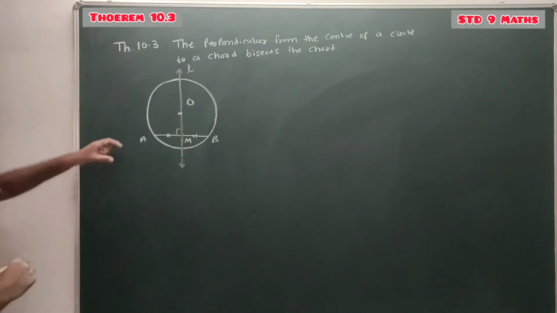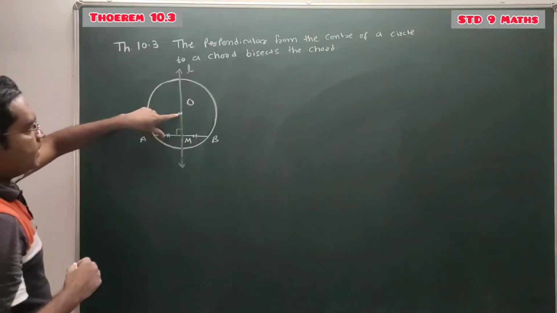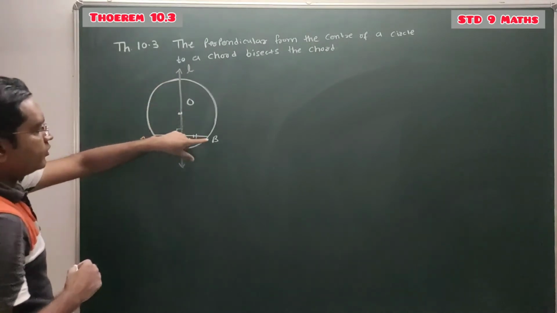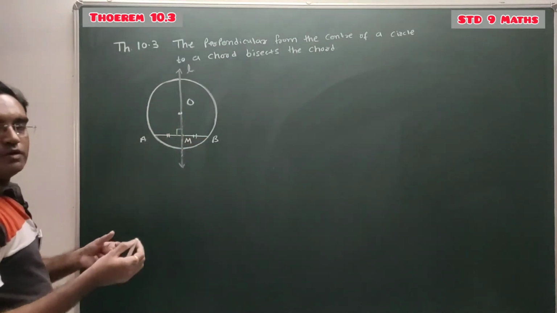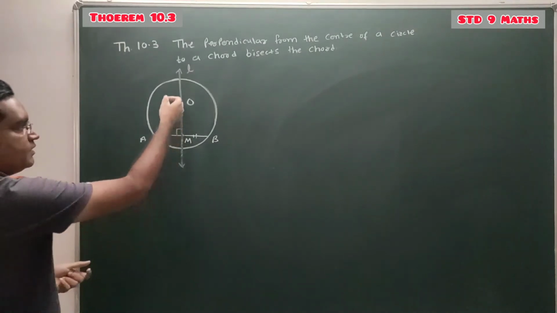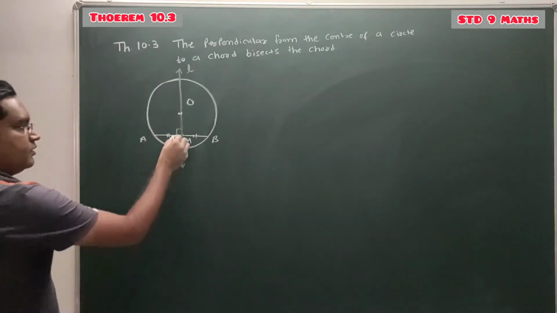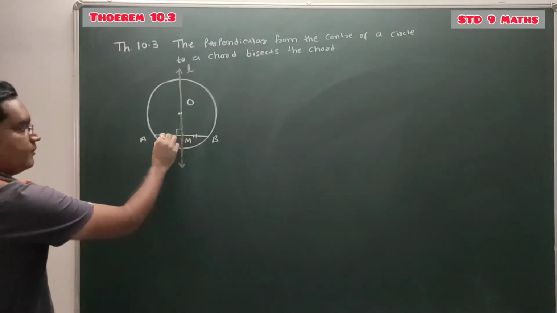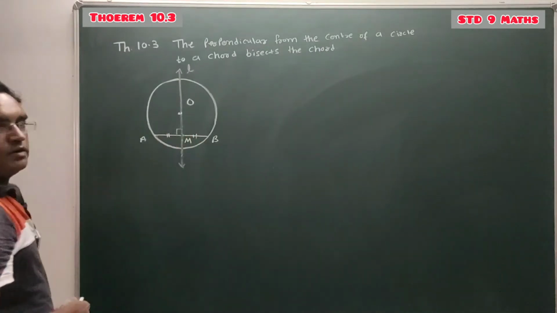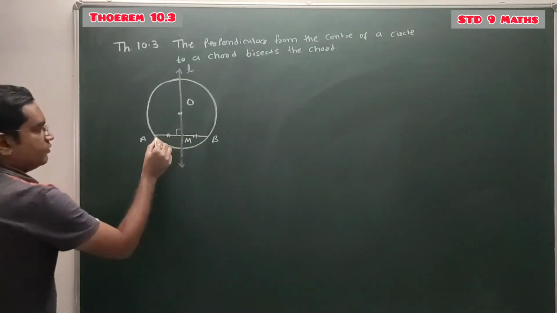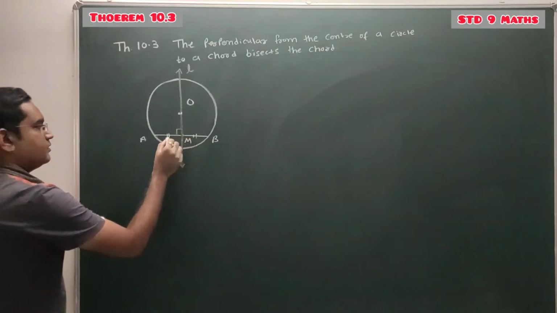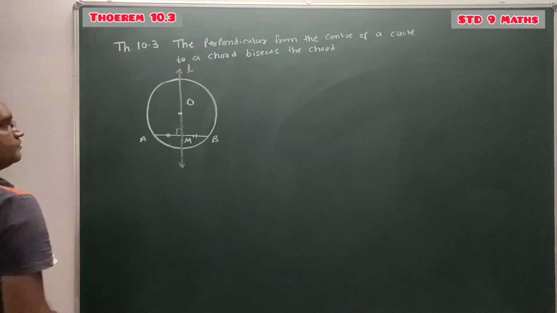Clear students? If we draw a perpendicular L to our chord which is passing through the center of the circle, that perpendicular will bisect the chord. It will make two equal divisions of our chord. In short, we have to prove this AM equal to MB, or that M is the midpoint of AB.